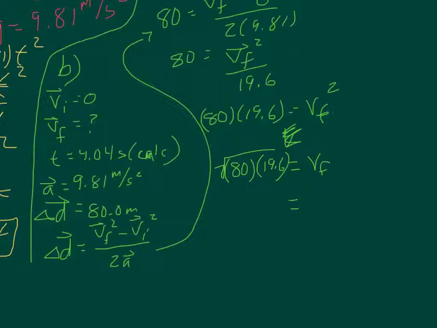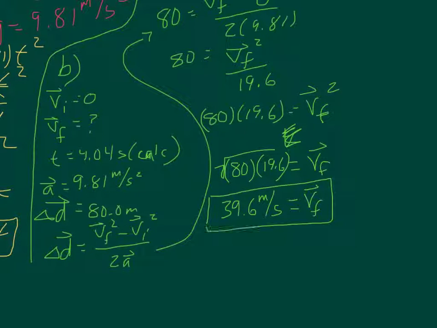And we'll find that velocity final is 39.6 meters per second. So in our final answer, that's B. We say, well, it took the brick 4.04 seconds to fall to the ground, and just before impact, it has reached a velocity of 39.6 meters per second. Finished.